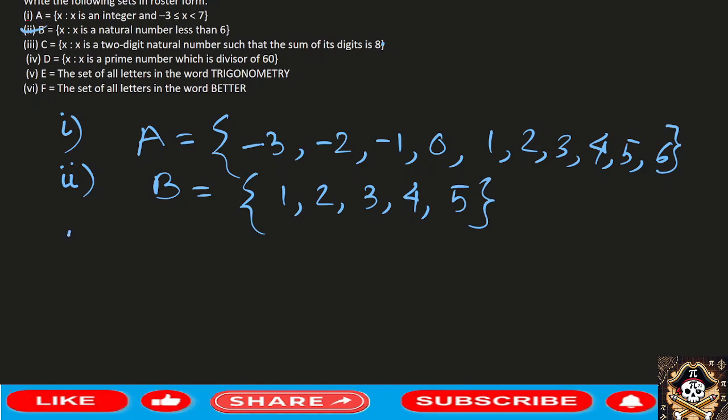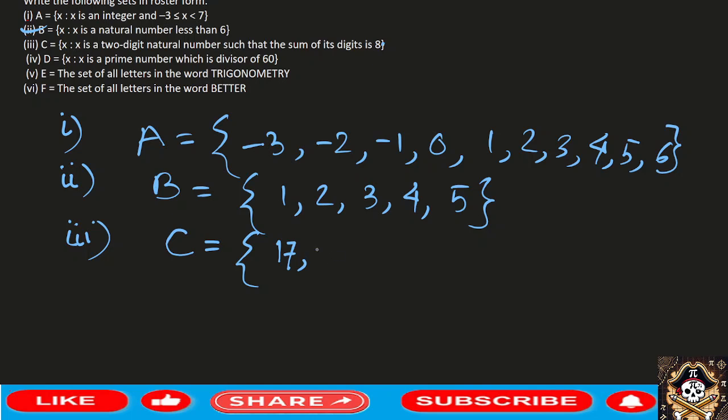We will now write the roster form of the third set. Here they say x is a two-digit natural number such that the sum of the digits is 8. X should be a two-digit natural number and the sum of the digits should be 8. Let us write. Two-digit natural number: 1 at the tens place, then we have to make the sum 8, so we have to put 7 in the ones place.